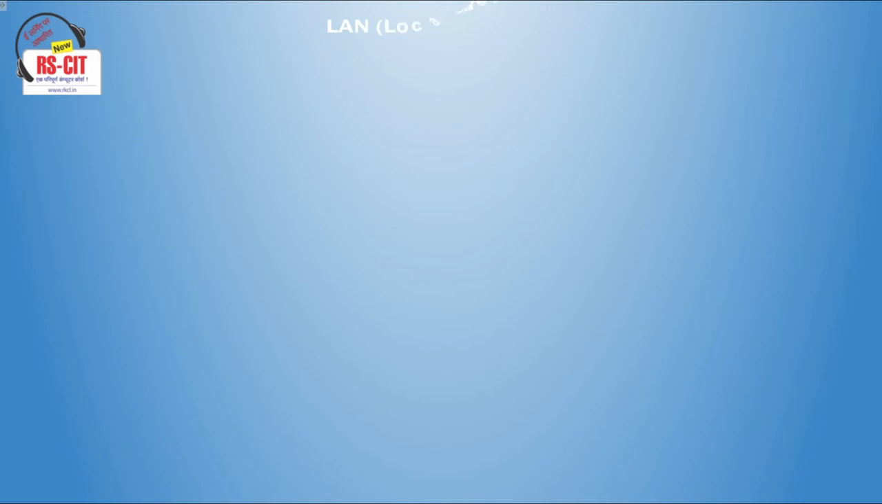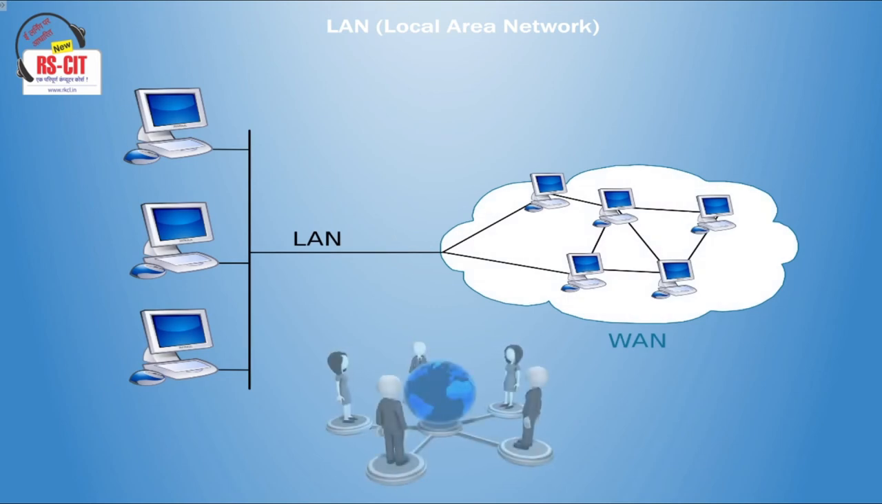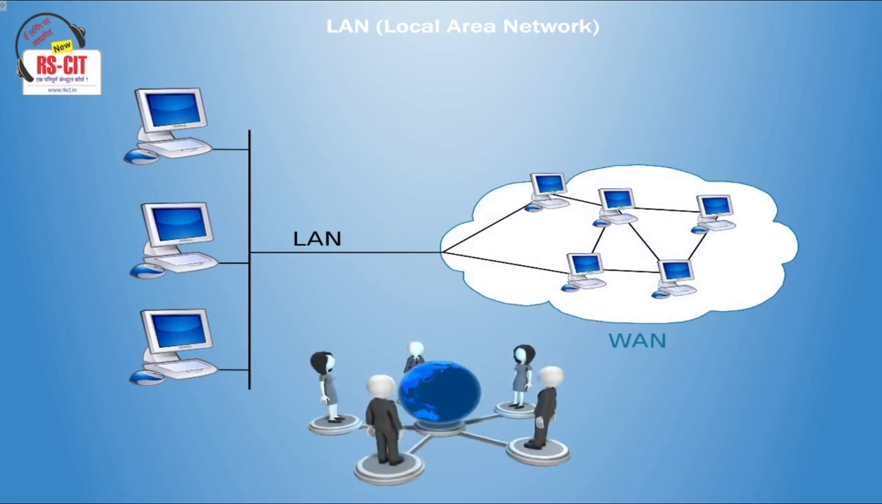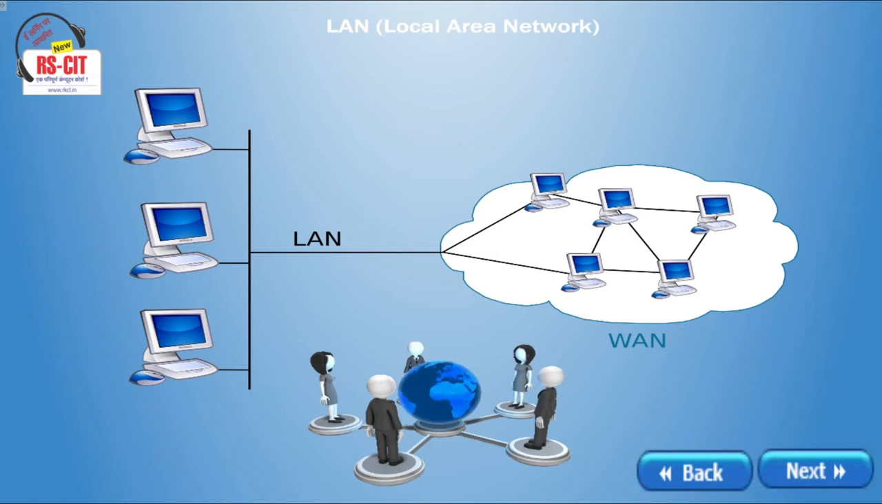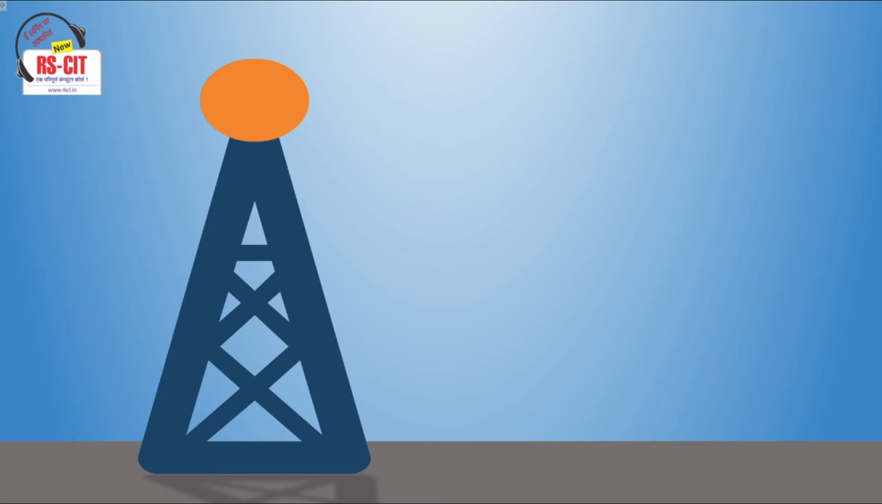LAN, Local Area Network. It is a privately owned network that operates within a single building, like a home, that is, a home network, office, or factory. LANs are widely used to connect PCs and consumer electronics to let them share resources, for example printers, and exchange information. Example: Wi-Fi, wireless LANs, WLAN.